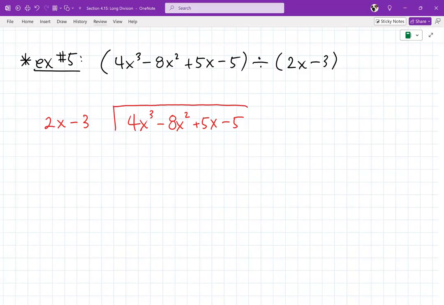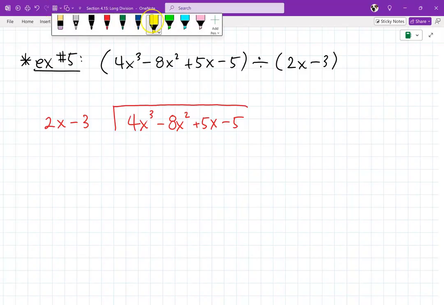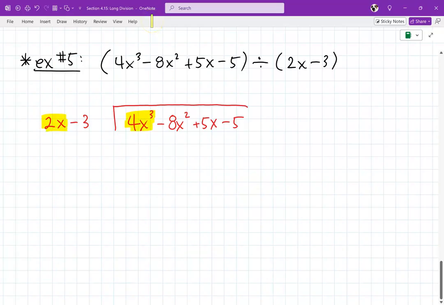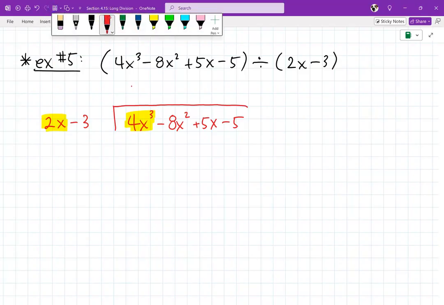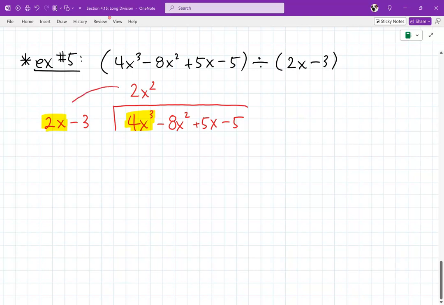I got 9 minutes, so I should be able to do this. All right. So remember, you're focusing on the first terms, the 4x cubed and the 2x. 2x times what is 4x cubed? What do I multiply 2x times to get 4x cubed? 2x squared. Good. Now I'm going to multiply that times those two terms. So that's going to give me 4x cubed minus 6x squared. And I get to subtract.